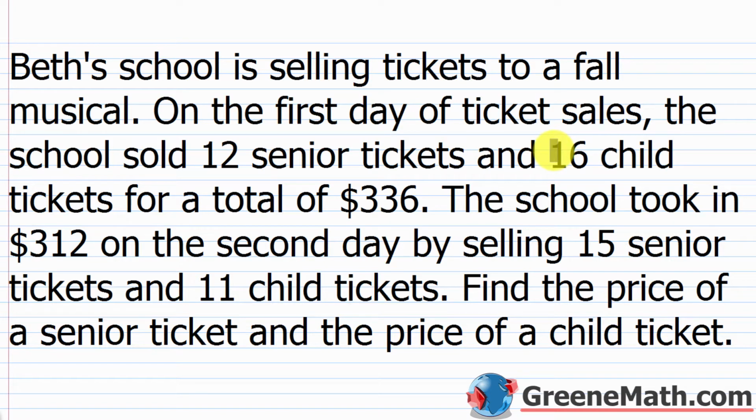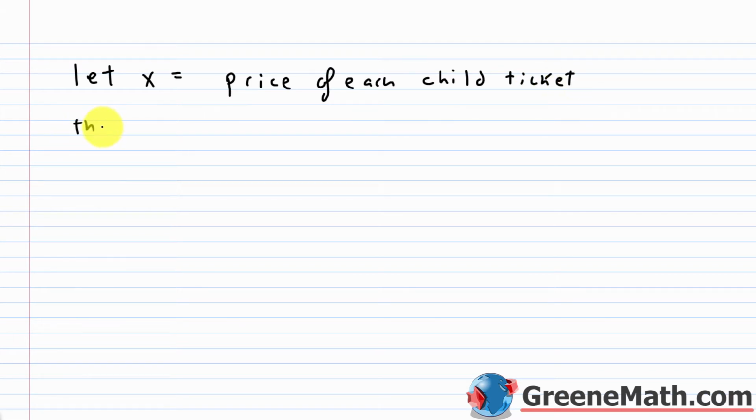So it's very straightforward here what we need to do. We want to find the price of a senior ticket and the price of a child ticket. So we find the two things that we don't know, and for each unknown, we represent it with a variable. So let's go down to the next page. We will let x be equal to the price of each child ticket, and then y will be equal to the price of each senior ticket.